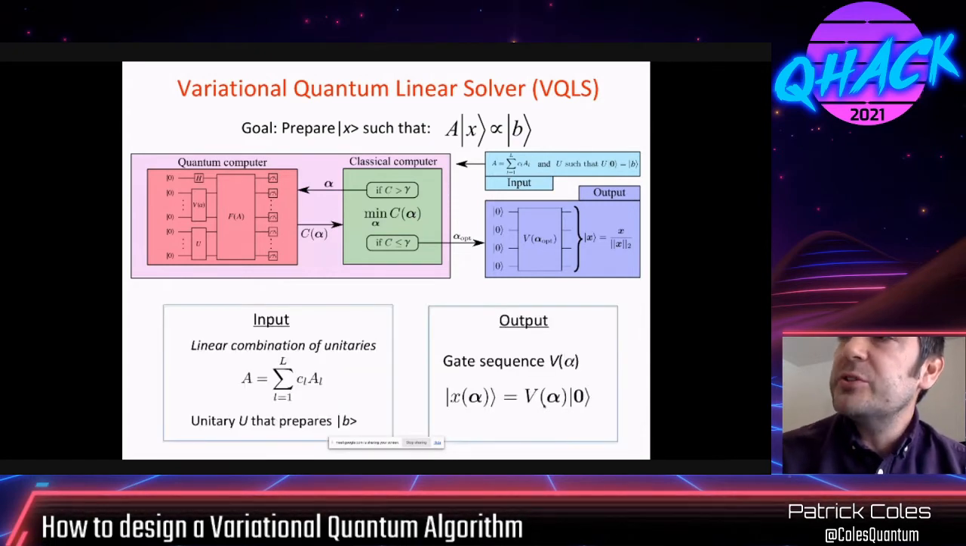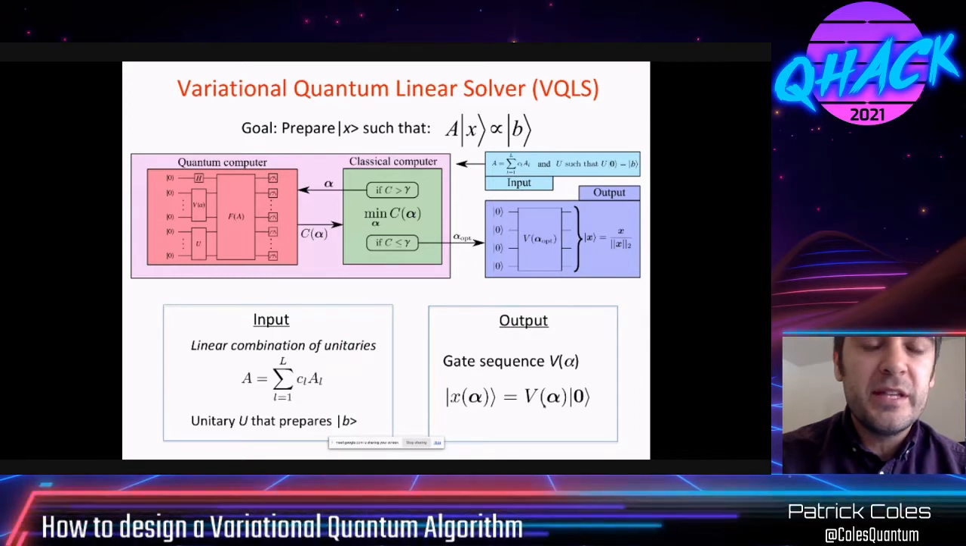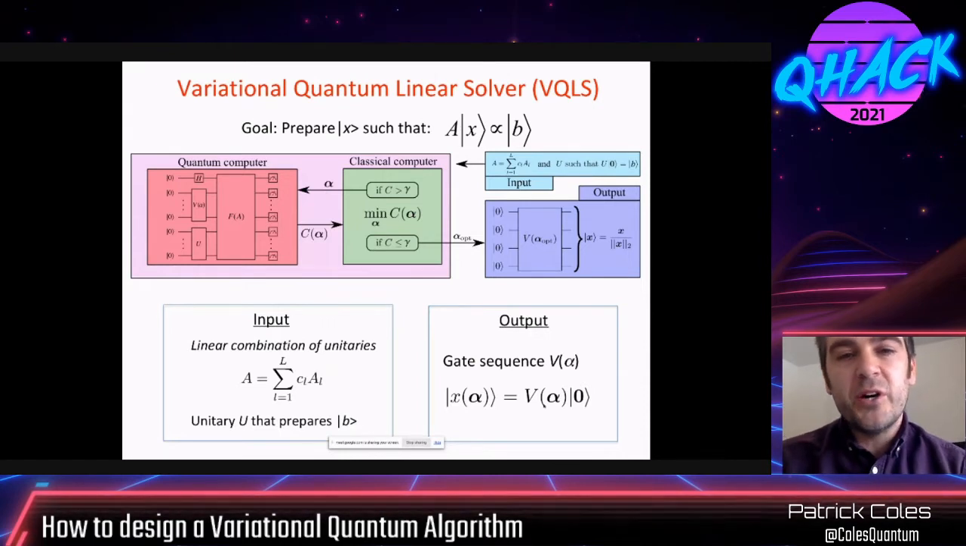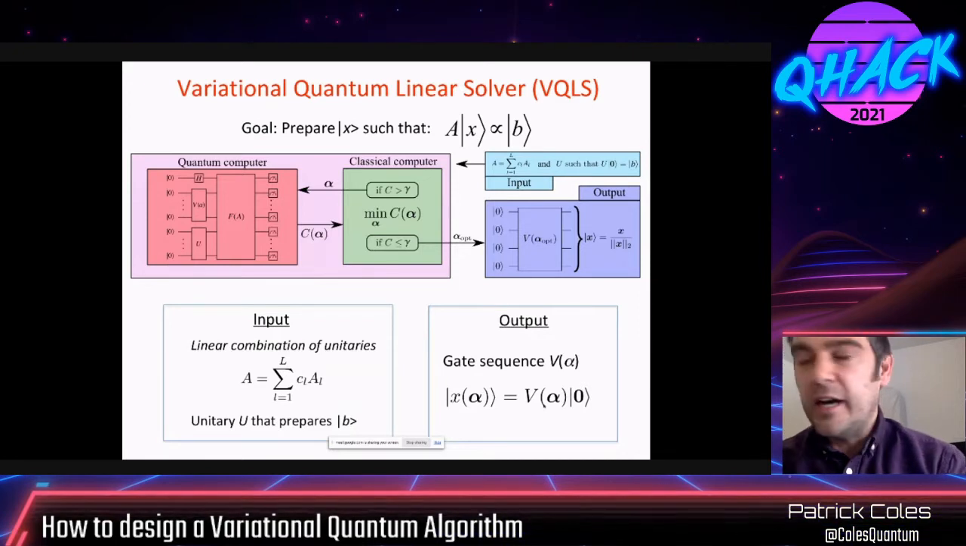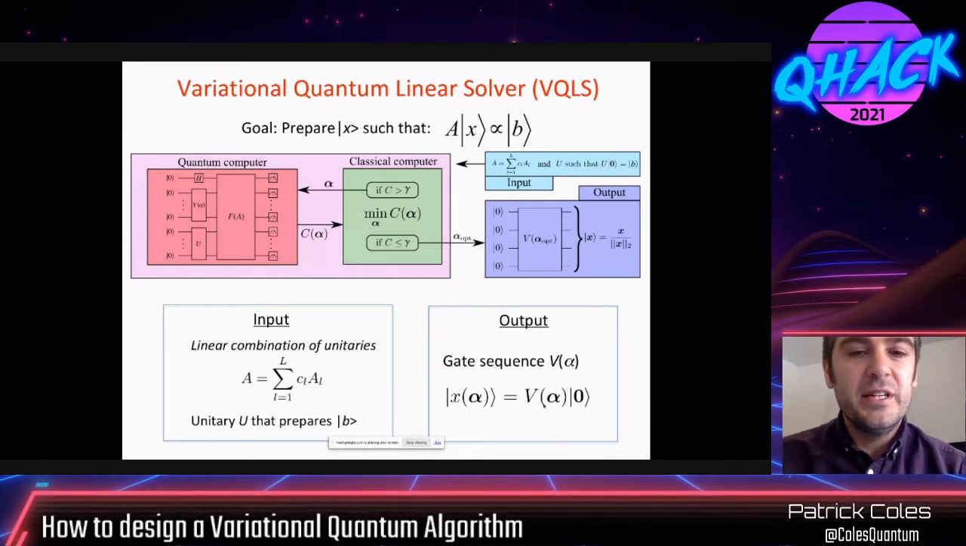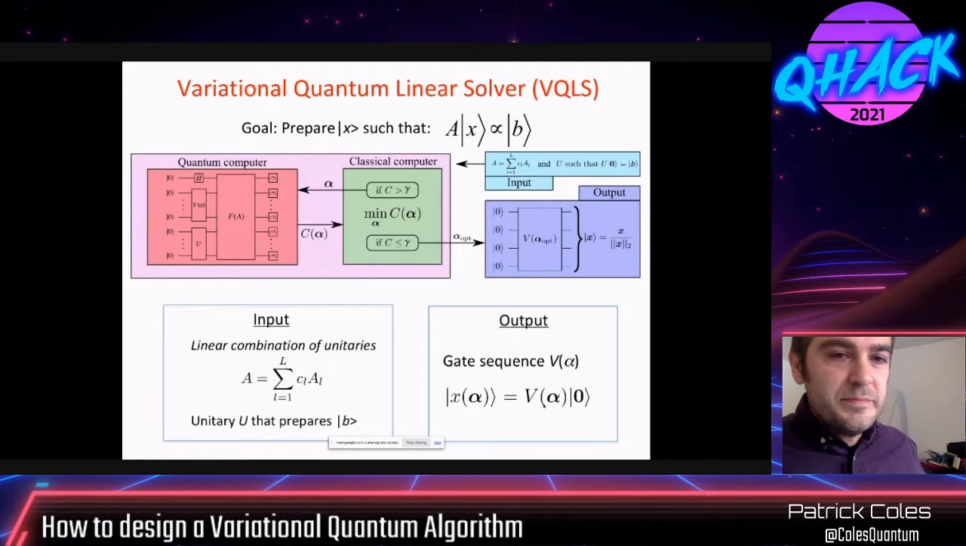For the input to this algorithm, we assumed that A was given as a linear combination of unitaries. We also assumed that the unitary U that prepares the state B is given to us. And then the output is a trained gate sequence V that prepares an approximate solution to your linear system of equations.